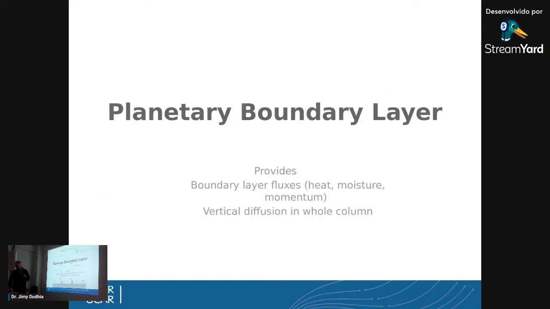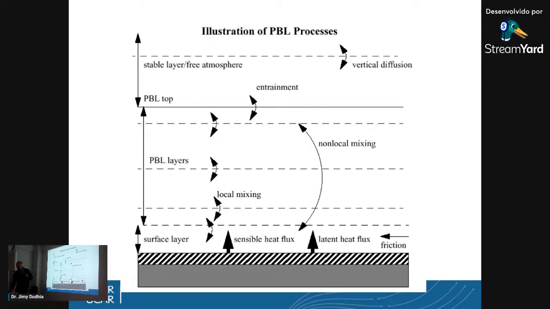So now we'll go to the planetary boundary layer. The boundary layer, this is a PBL top. It's about 1 kilometer, for example, during the daytime. You have multiple layers. Typically in the model, in the boundary layer, we have at least 5 to 10 layers in the lowest kilometer to try and resolve the boundary layer.